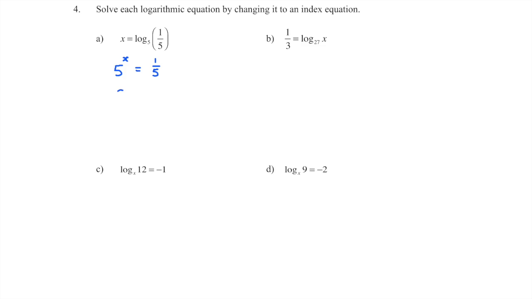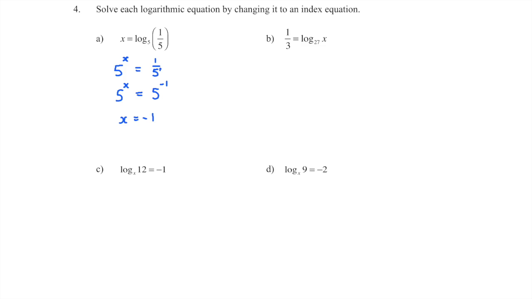Now 5 to the power of x will equal 5 to the power of negative 1, because 1 over 5 is 5 to the negative 1. The bases are the same, which means x equals minus 1.